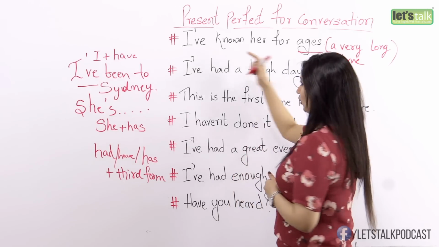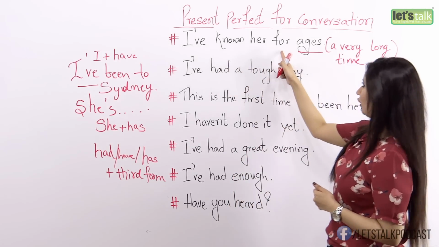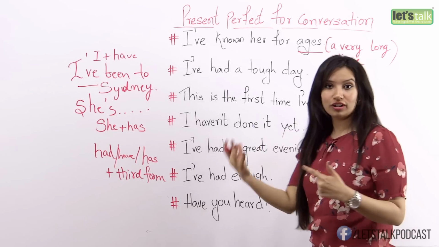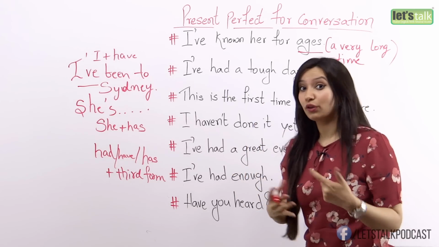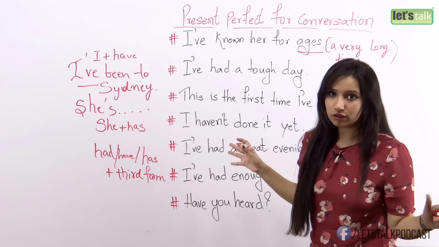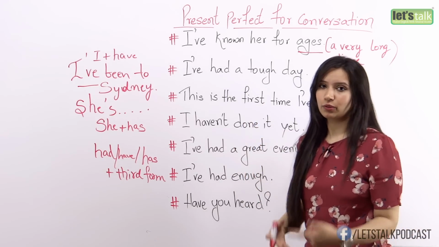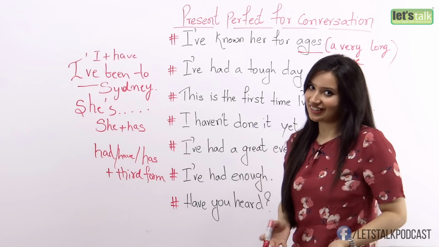So you can use this, I've known her for ages, to talk about someone that you have known for a very long time, maybe many years or some months in certain cases.